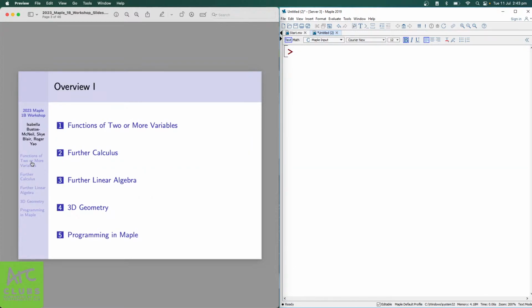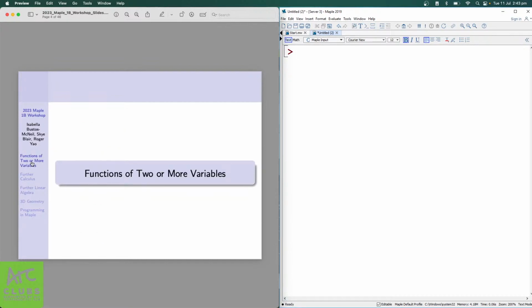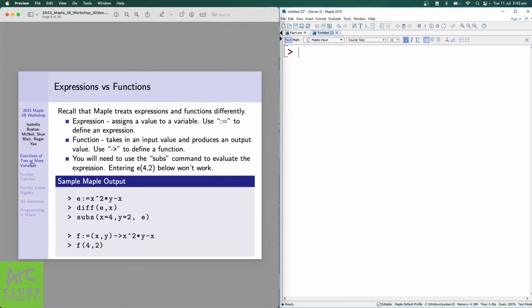So we're going to go through a whole bunch of different topics. We're going to start off with functions of two or more variables. Remember that Maple treats expressions and functions differently. An expression assigns a value to a variable, where we use the colon and the equals to define it, whereas a function takes in an input and produces an output value, and we use an arrow. We need to use the subs command to evaluate the expression, and entering E(4,2) below won't work when it comes to trying to evaluate the expression.